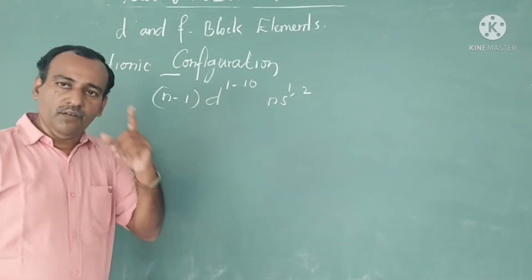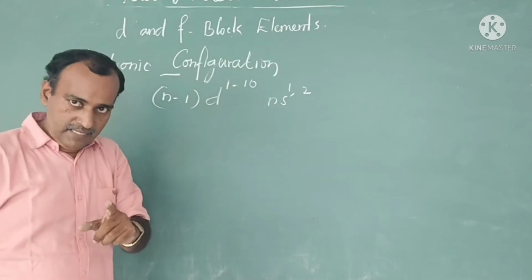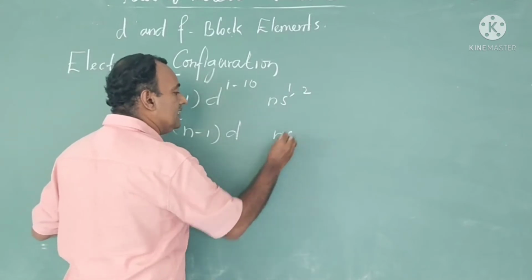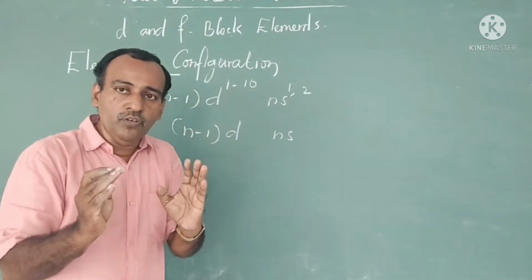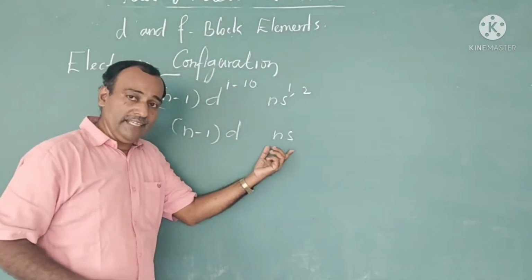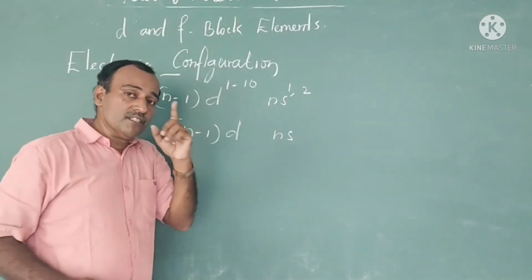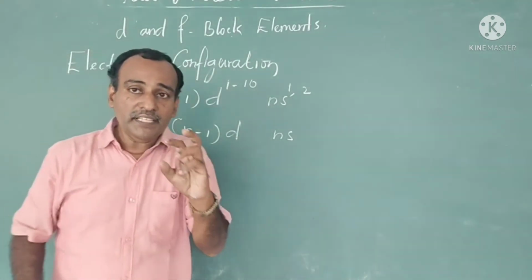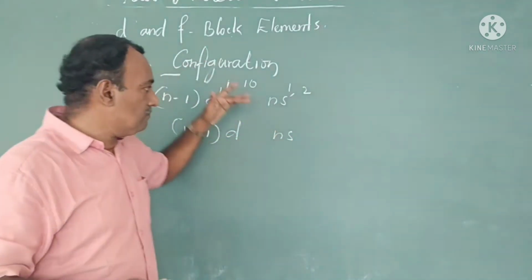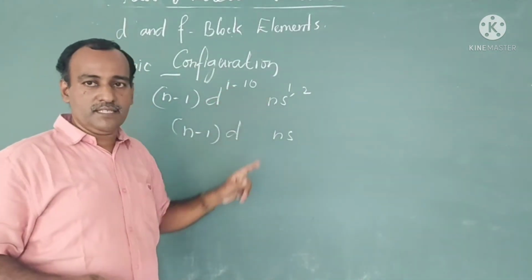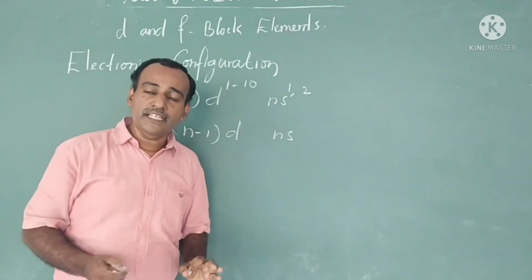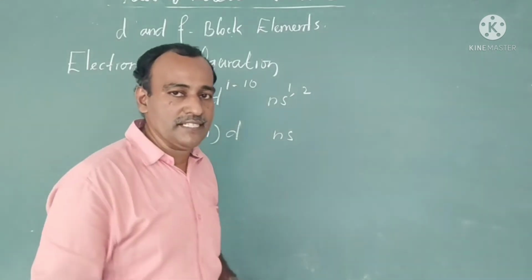Why? The only reason behind this is that the (n-1)d orbital and ns orbital have almost equal energy. That is, the energy difference between the ns orbital and (n-1)d orbital is very low. Because of that, there are a lot of exceptions. For example, let us consider the electronic configuration of chromium of the first row transition series.